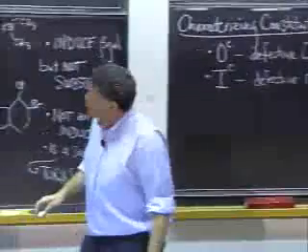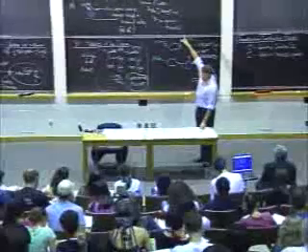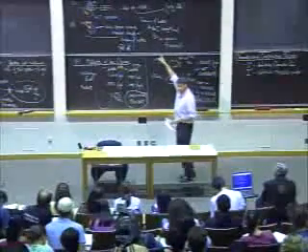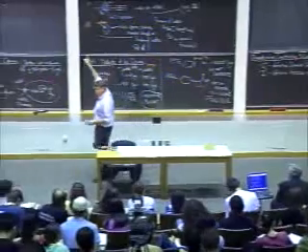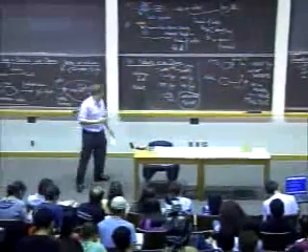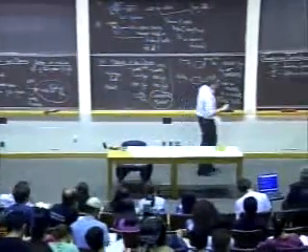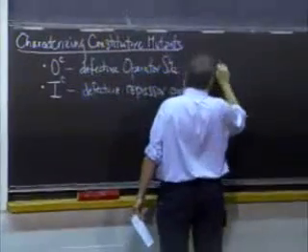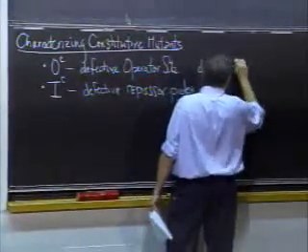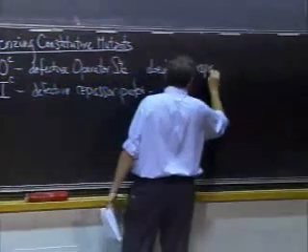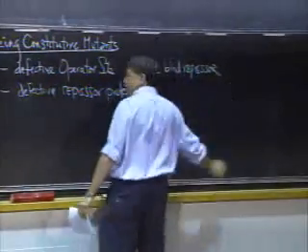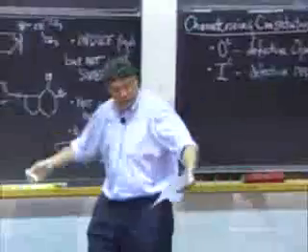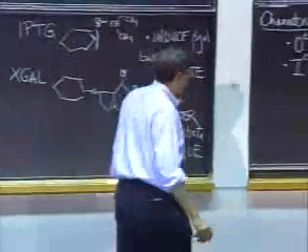How can I tell the difference? So I could have a problem in my operator site. What would be the problem with the operator site? Some mutation to the sequence causes the repressor not to bind there anymore. Okay? So a defective operator site doesn't bind repressor. With a defective repressor, the operator site is just fine, but I don't have a repressor to bind at it. So how do I tell the difference?